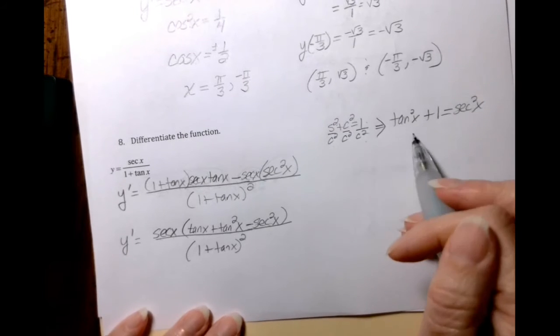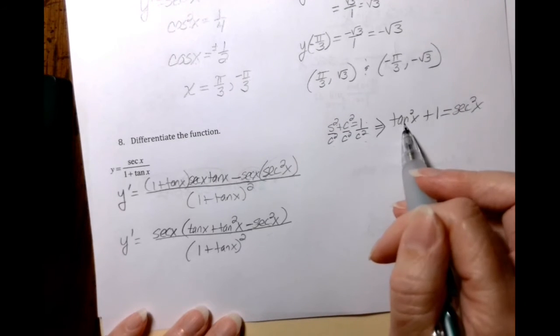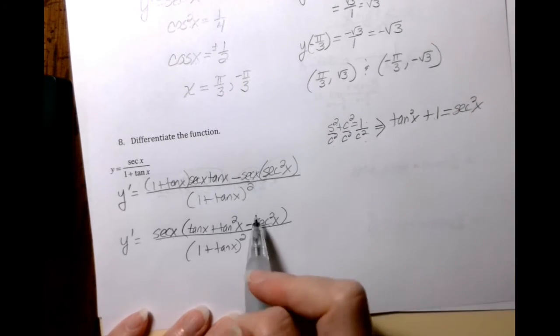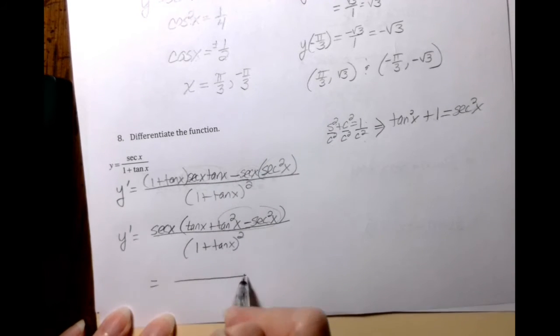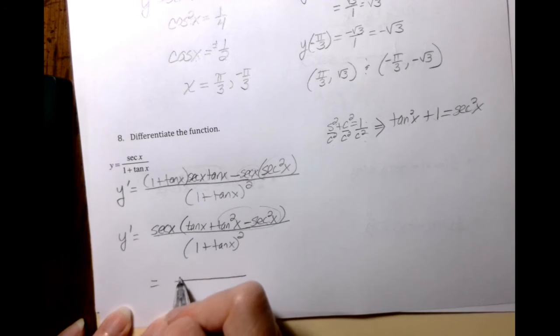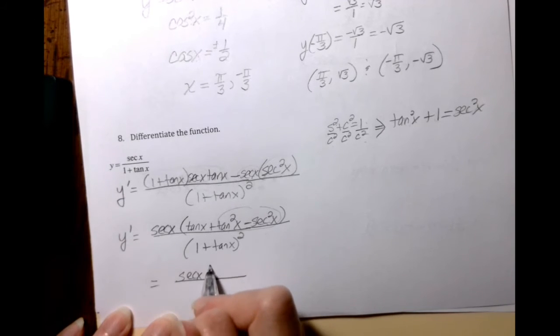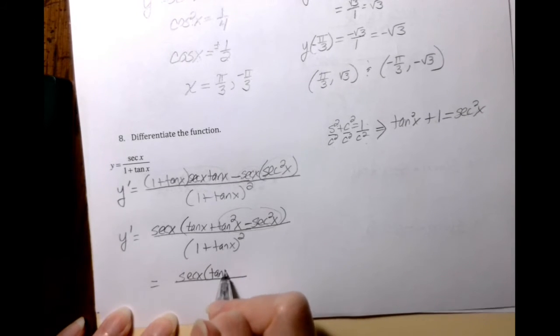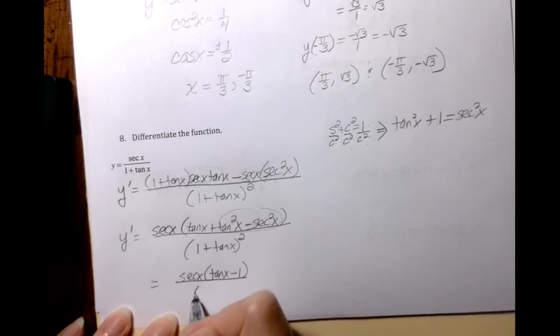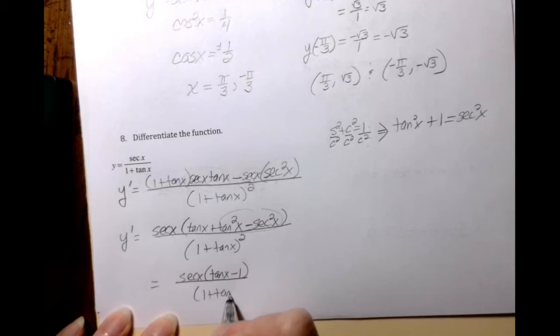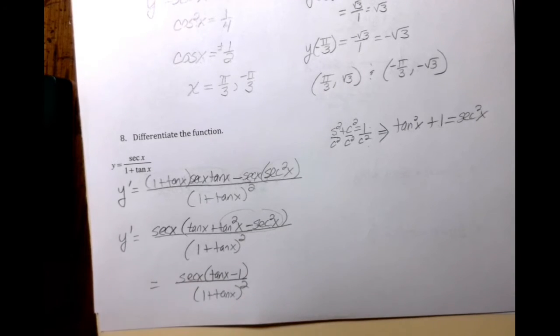Alright, if I look at it, a little manipulation, move the secant squared here, the 1 here, that tan squared minus secant squared is really just a negative 1. So we have secant of x times tangent of x minus 1 over 1 plus tan of x being squared.